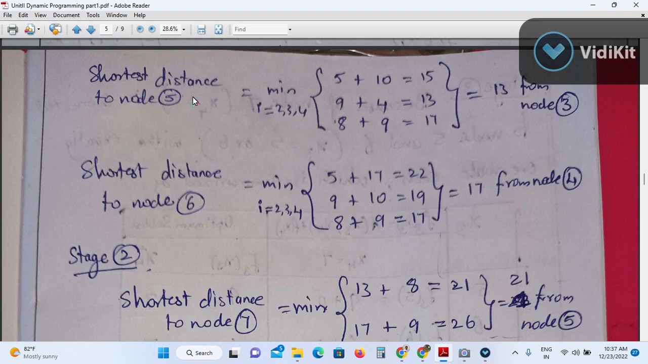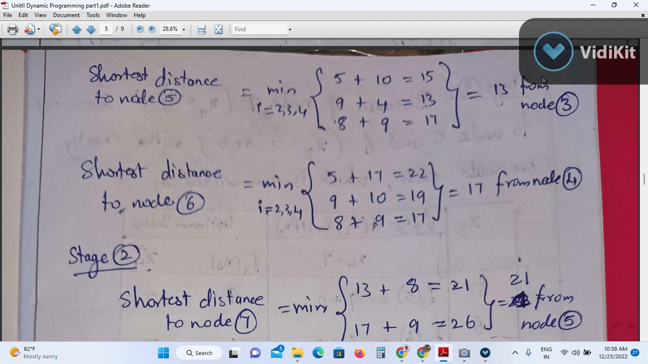To reach node 5, from node 2 the distance is 5, and from 2 to 5 the distance is 10, adding to 15. Similarly for 3, the shortest distance is 9, and from 3 to 5 it is 4, that is 13. Similarly for 4 it is 8, and from 4 to node 5 it is 9, so it is 17. Among these the minimum is 13, that is through node 3 is the shortest distance. Similarly you can conclude for node 6 also.